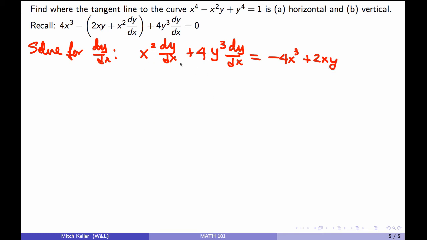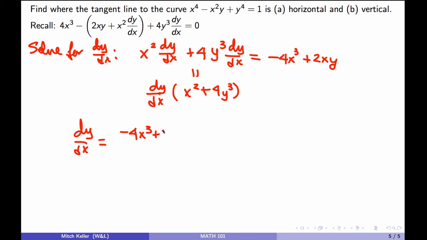Now, I'm going to factor out a dy dx here, and so I'm going to see that this is really dy dx times x squared plus 4y cubed. So if I divide this piece off, I get dy dx equals minus 4x cubed plus 2xy, divided by x squared plus 4y cubed.